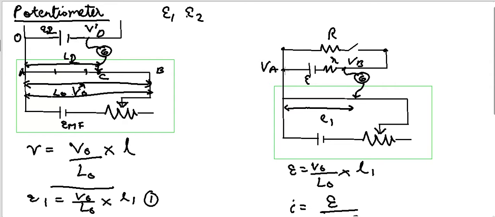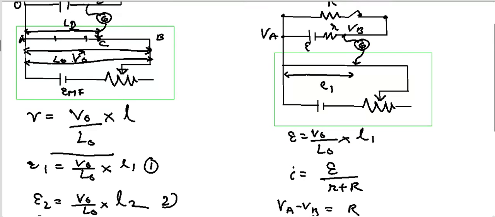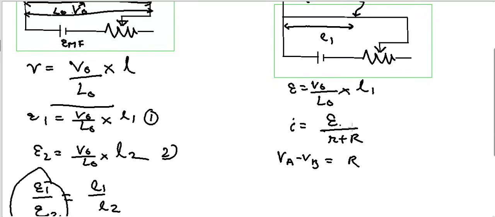The potential difference between VA and VB will be the same as the potential difference between this point and this point when the switch is closed, which is nothing but V is equal to Ri, which can be deduced by using this formula. So the potential difference VA minus VB will be equal to Ri, and R is the resistance of this resistor, and I is what we have deduced here, so E by R plus R.